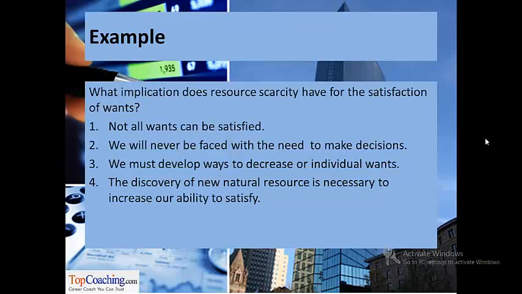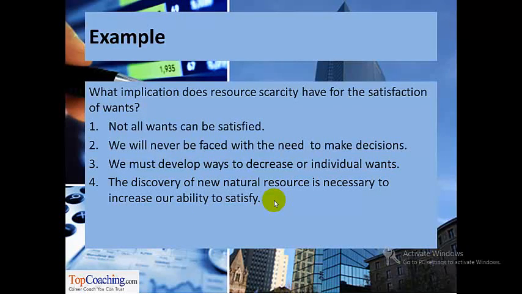To assess our understanding of the concepts that we have gone through in this session, let's take a question. The question is, what implication does resource scarcity have for the satisfaction of wants? There are four options. The first choice says, not all wants can be satisfied. Second choice, we will never be faced with the need to make decisions. Third option, we must develop ways to decrease our individual wants. And the last option says, the discovery of new natural resources is necessary to increase our ability to satisfy wants.